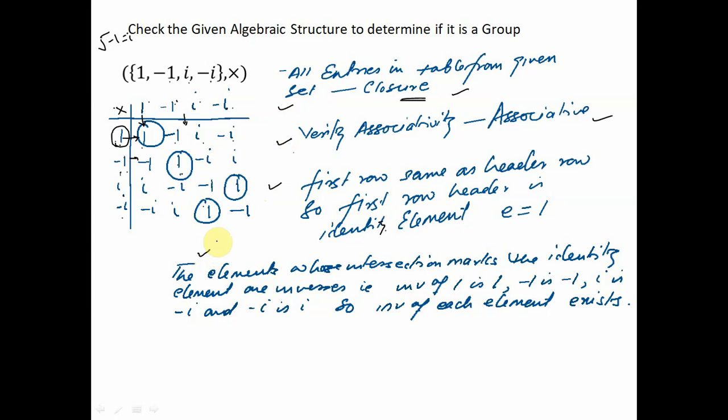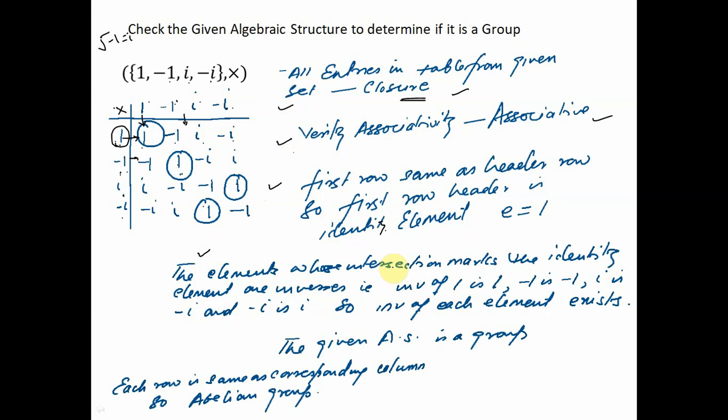Going one step further, as we know multiplication is commutative. What we can do is take the first row and verify it with the first column: 1, -1, i, -i, 1, -1, i, -i. Take the second row and second column, third row and third column, fourth row and fourth column. Each row is the same as the corresponding column, so the operation is commutative, and so this is an abelian group.